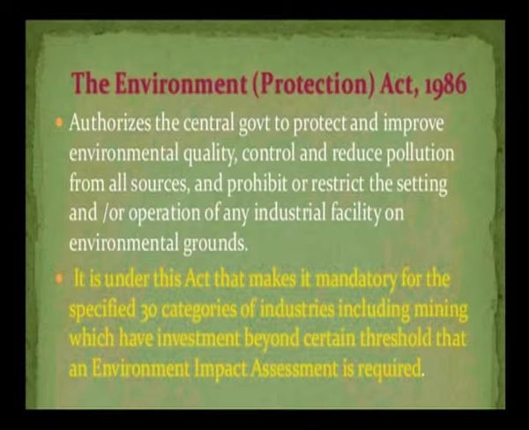The Environment Protection Act 1986 authorizes the central government to protect and improve environmental quality, control and reduce pollution from all sources, and prohibit or restrict the setting up or operation of an industrial facility on environmental grounds. It is under this Act that an environment impact assessment is mandatory for the specified 30 categories of industries, which includes mining, with investment beyond a certain threshold. And this is usually done for the mining industry during the phase where they are looking at the site for mining operations, and again during the operational phase when the work starts happening.